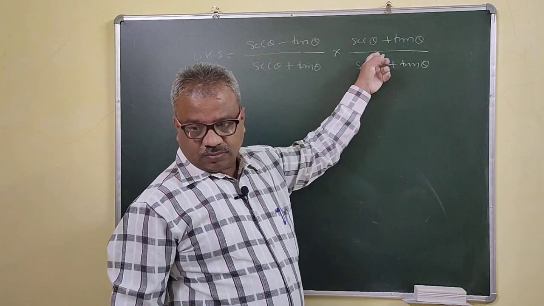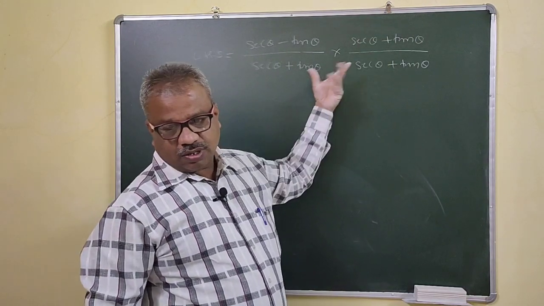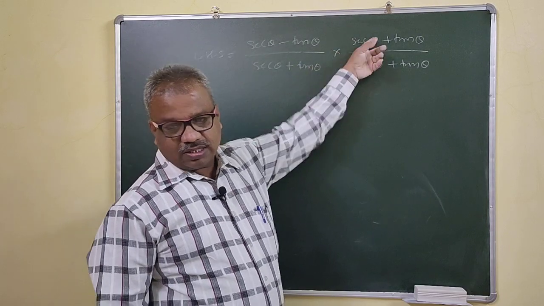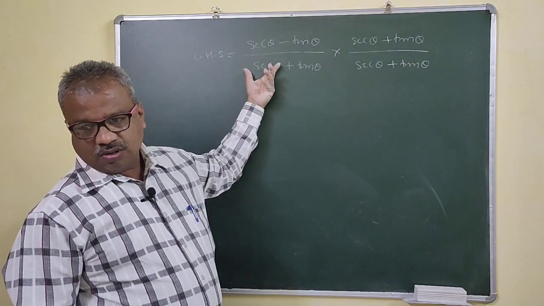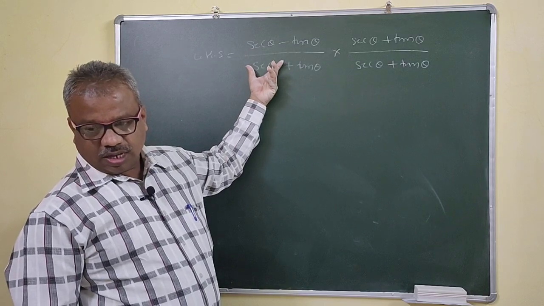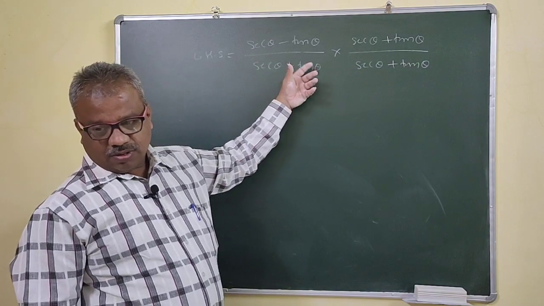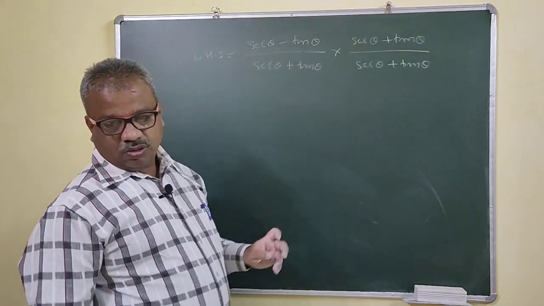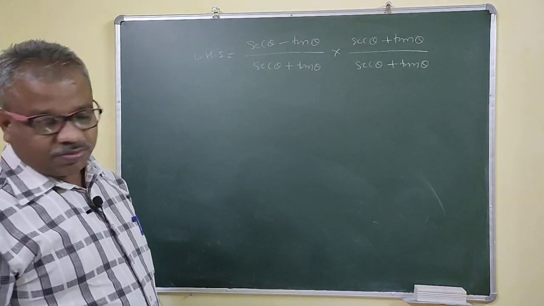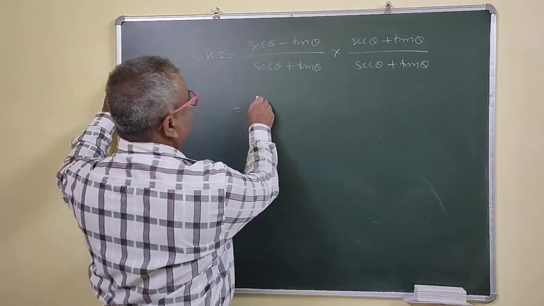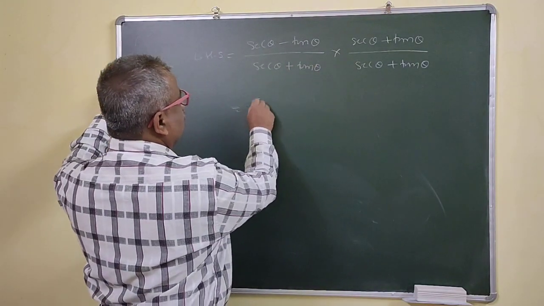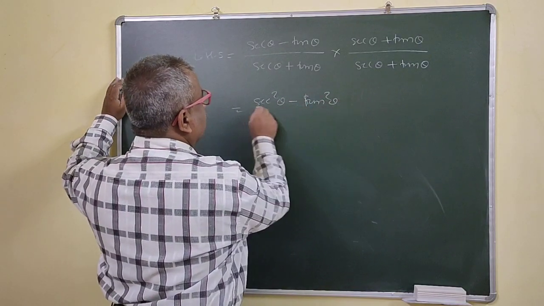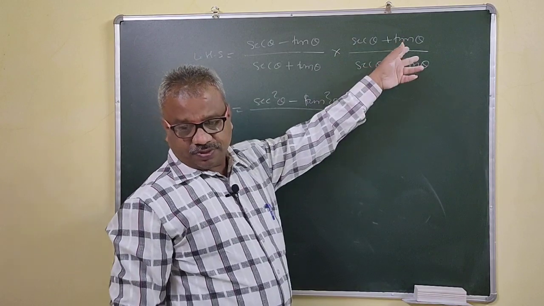Now what you have to do here is cancel this one. If you cancel it, what do we get? You are back at the original stage. So don't cancel that; we have written this only for the sake of calculation. You have to multiply numerator and denominator. They are conjugates of each other, so this will be sec square theta minus tan square theta. So don't cancel this.